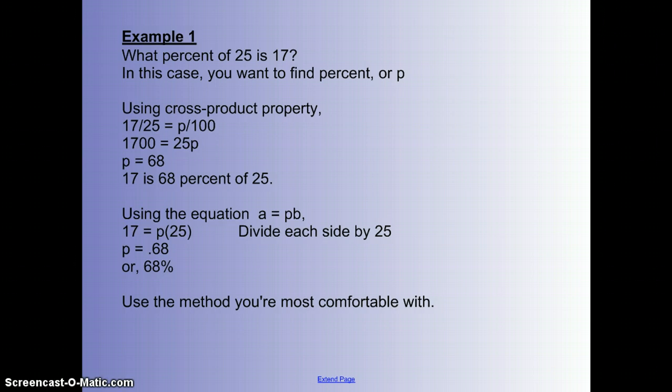But the simpler way is to use the equation A equals PB, where A, the amount, is 17, you're trying to solve for P, and your base is 25. So using that equation, you get 17 equals P times 25. Divide both sides by 25 to get P equals 0.68. That is 68%. You should use the method that you are most comfortable with. It doesn't matter which way you choose.